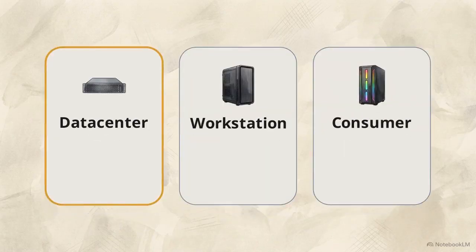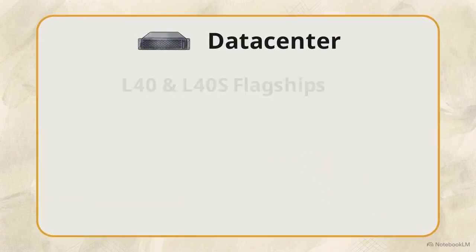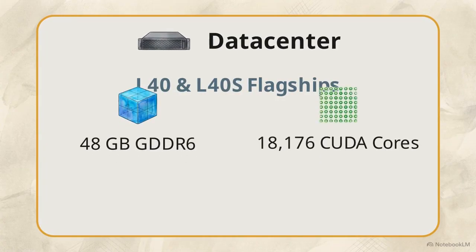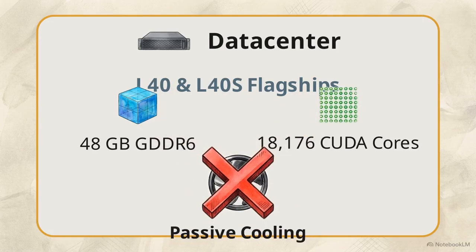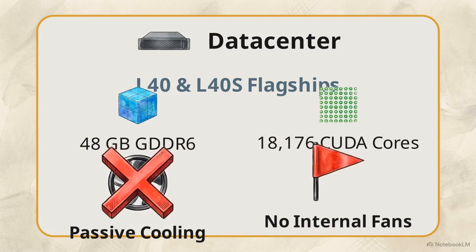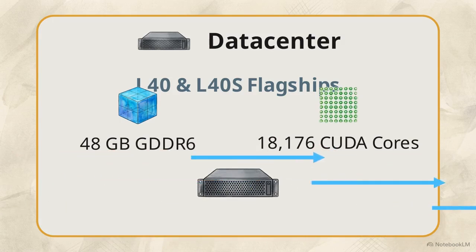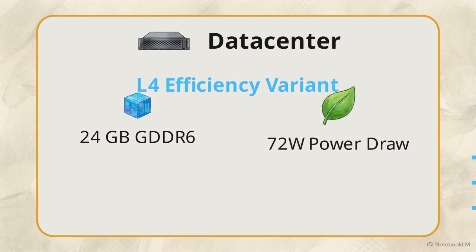We start with the data center tier, engineered for enterprise server integration. The flagship L40 and L40S, though, offer over 48 gigabytes of memory and 18,000 CUDA cores. But there's a rigid trade-off. They rely entirely on passive cooling. Without internal fans, they require specialized server racks that blast high-velocity air across the heatsinks to prevent overheating.